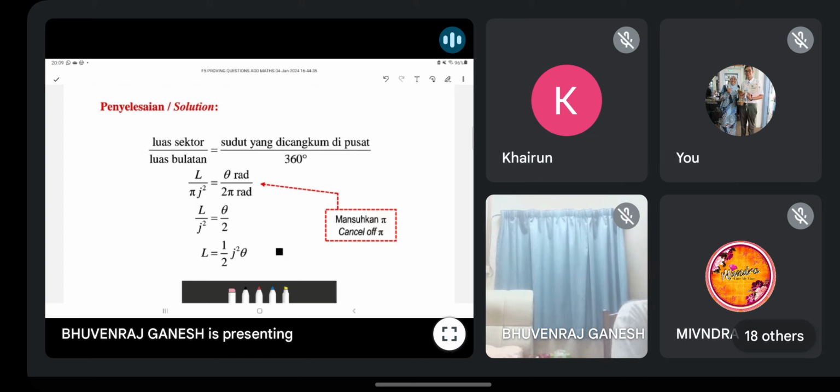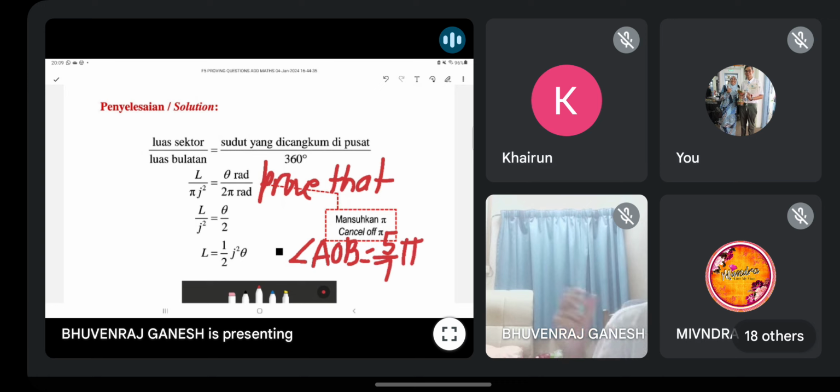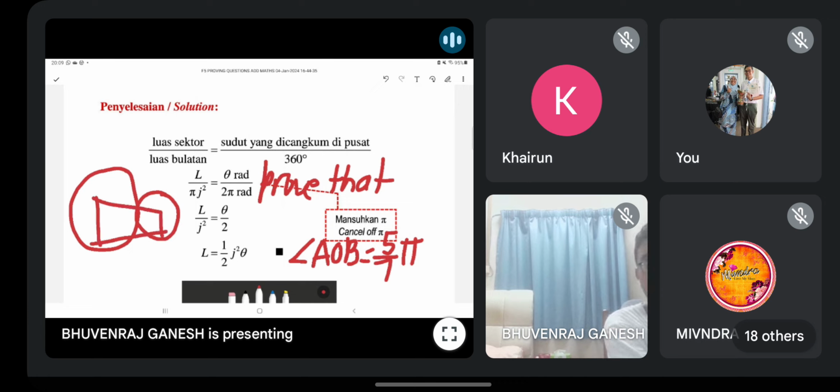Of course, there are other questions that say prove, like this. They will ask, for example, prove that angle AOB is 5/7 pi. This is not classified as proving a formula. You can see this kind of question, right? Biasanya dalam Add Maths kamu nampak macam ni. Am I right guys? Have you all seen this question?